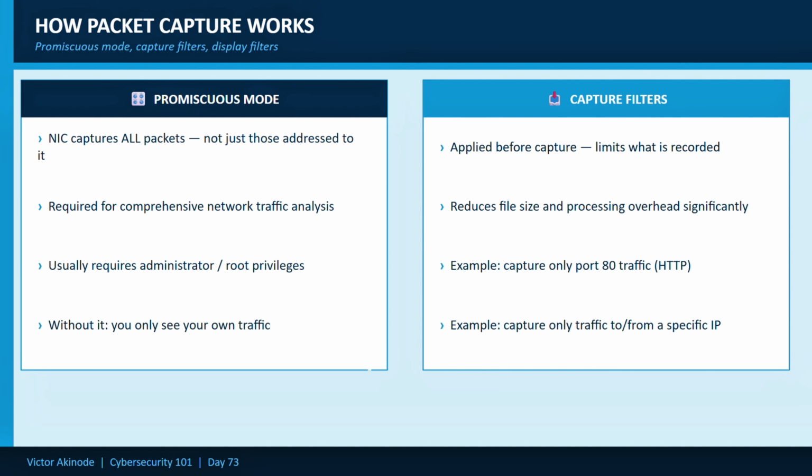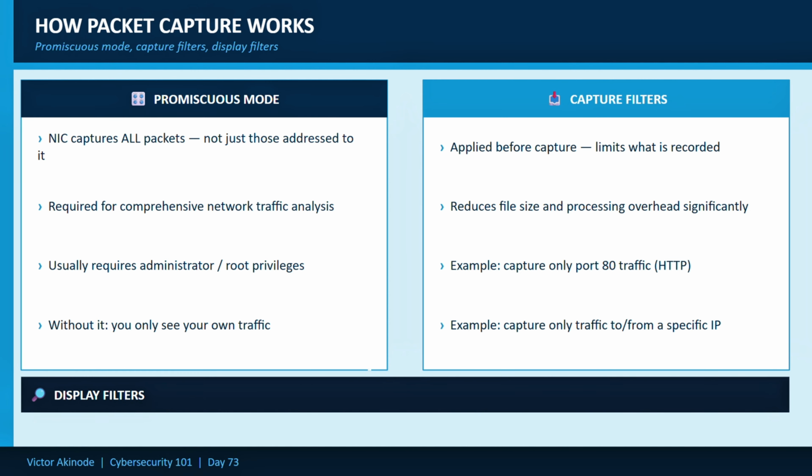The next one is the capture filters, and these limit what packets are captured during the capture process. They reduce file size and processing time. An example is it only captures HTTP traffic or traffic from specific IP addresses.